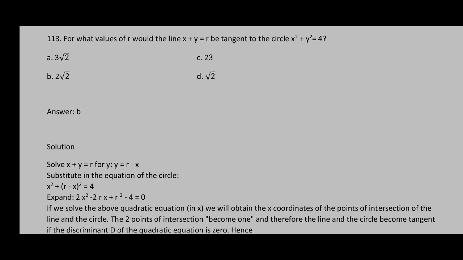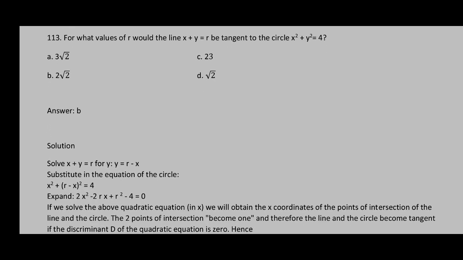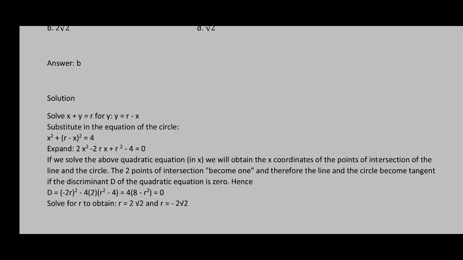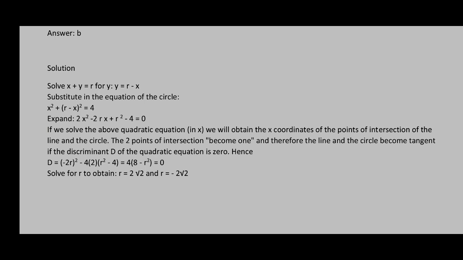Problem 113, for what values of R would the line x plus y is equals to R be tangent to the circle x squared plus y squared is equals to 4? So, pag nakita mo yung tanong na yan sa board exam, sagot daw dyan ay letter B, 2 square root of 2. Solution, solve x plus y is equals to R.